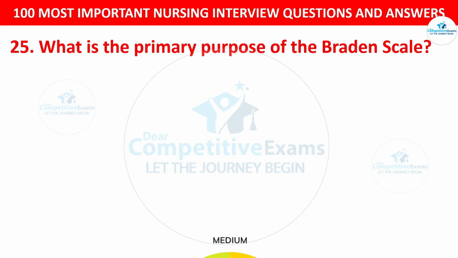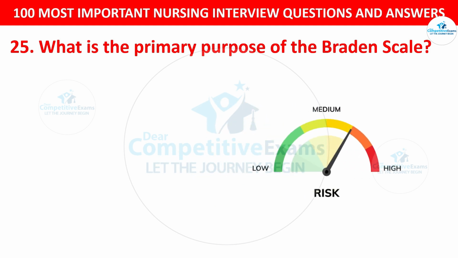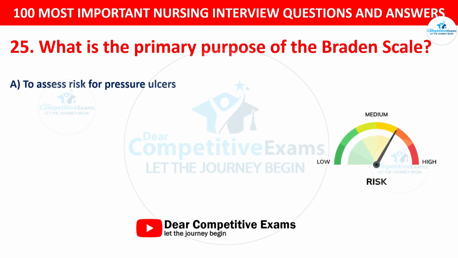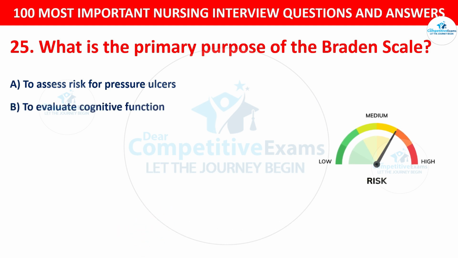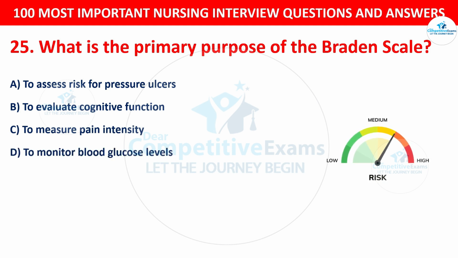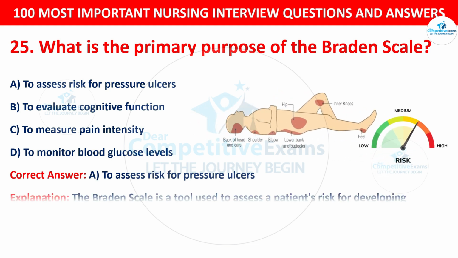What is the primary purpose of the Braden scale? Your options are to assess risk for pressure ulcers, to evaluate cognitive function, to measure pain intensity, or to monitor blood glucose levels. The correct answer is A, that is to assess risk for pressure ulcers.